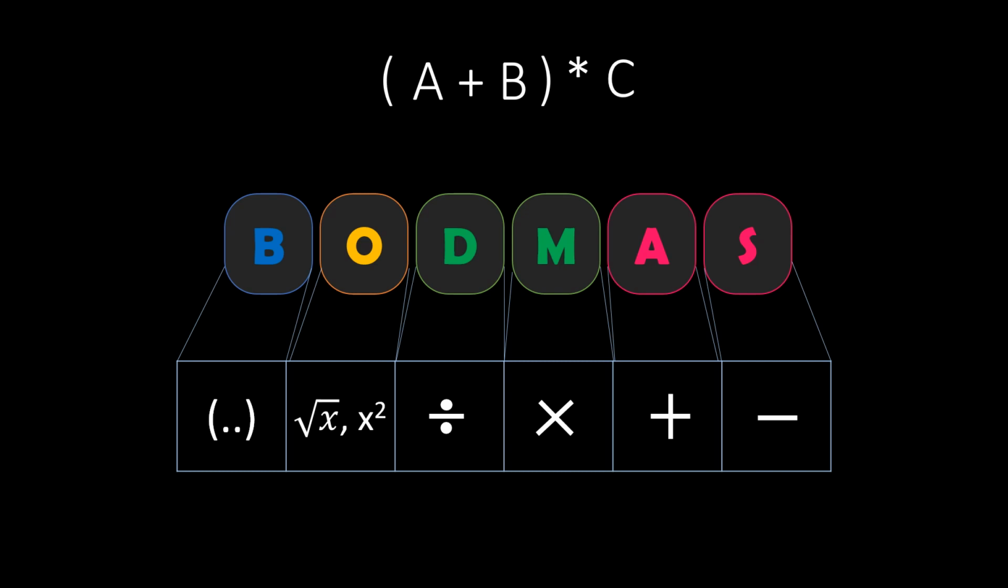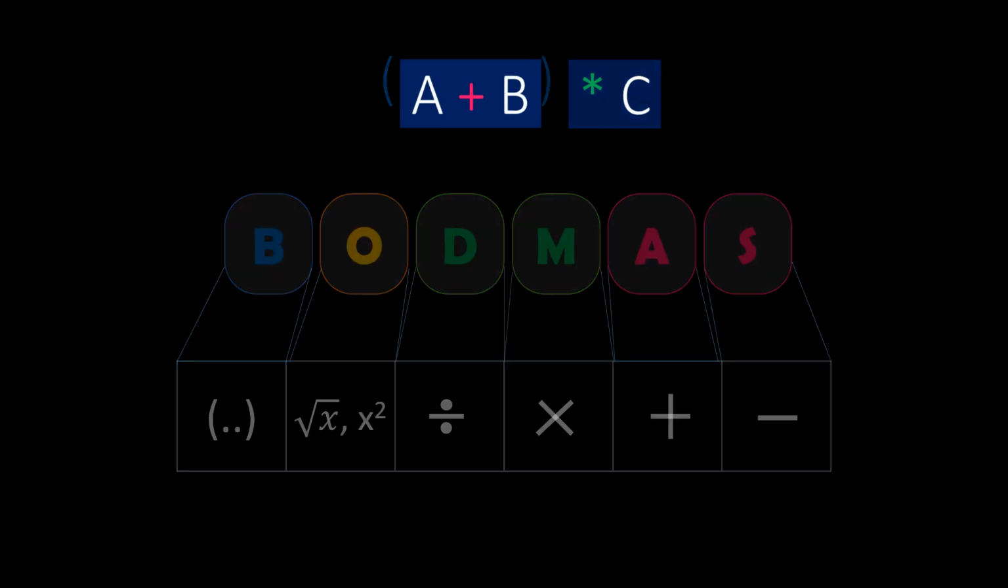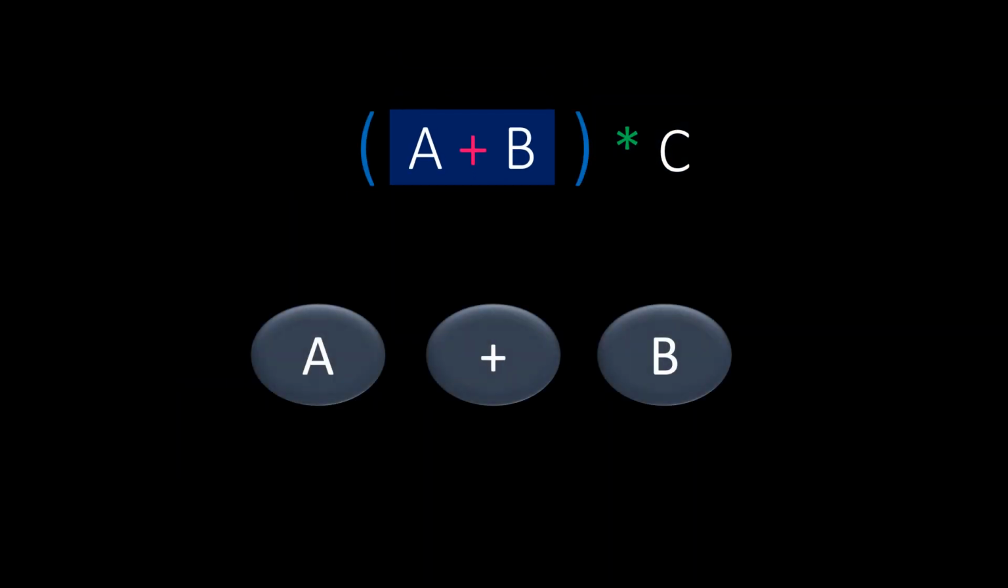So, if you take this example, it contains three types of operations that have different priorities. The bracket, the multiplication and the addition. Thus, according to the BODMAS rule, the brackets are evaluated first, which is followed by multiplication. So, let's evaluate the brackets first. The content inside the bracket will form the tree. So, there'll be three nodes, one for A, other for plus and the last one for B. And these will be broken down as left, root and right based on the rules.